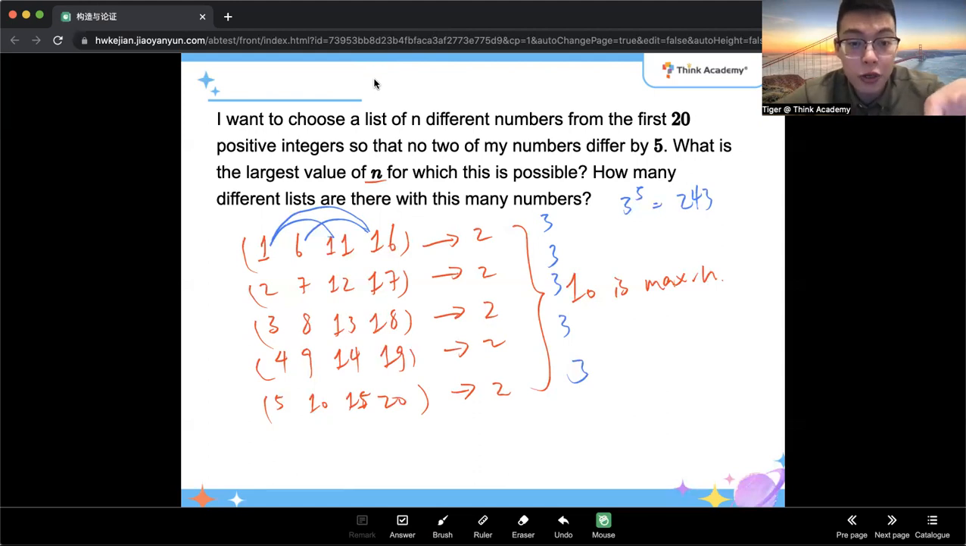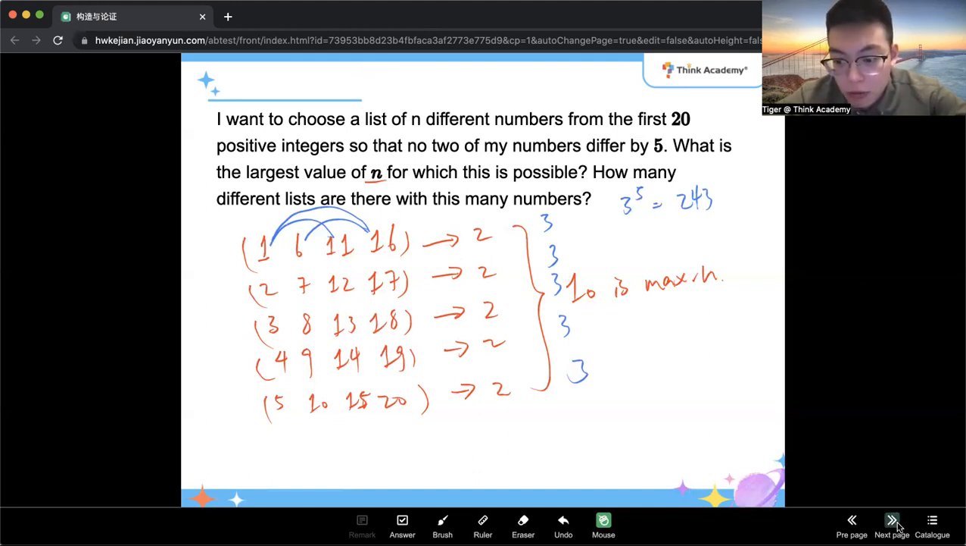Why did I write 2? 2 is the number of numbers that I can choose for maximum. So that's sub-question 1. 2 is for sub-question 1. And 3 is the number of choices for that 2 numbers. That's for sub-question 2. Okay.